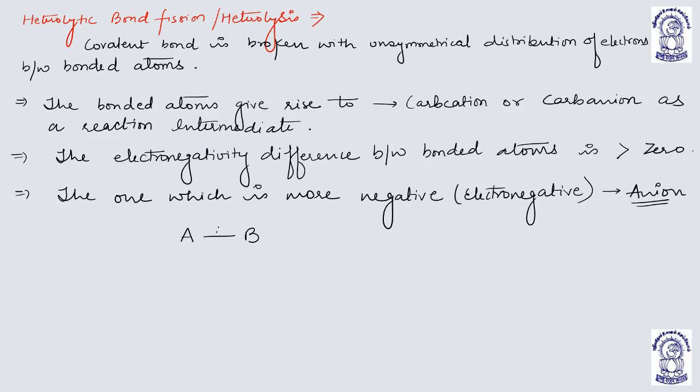Like B is more electronegative, so both the electron pair will be shifted to B. Okay. And it will be A plus, B minus. Understood? If carbon is having positive charge, then it is carbocation. If carbon is having negative charge, then it is carbanion. So this is all about the heterolysis or heterolytic bond cleavage.